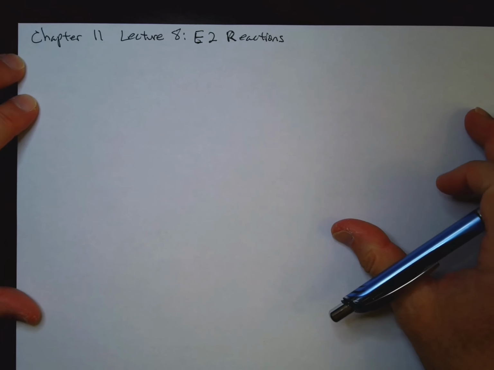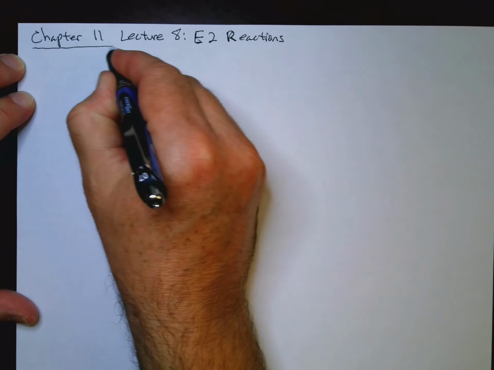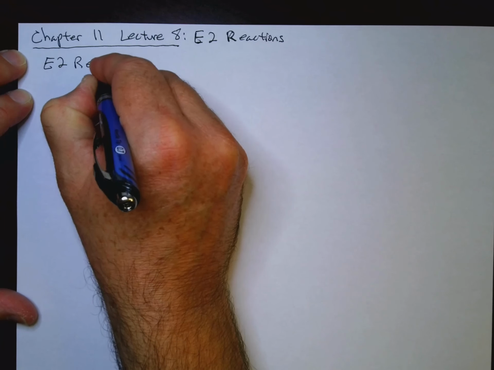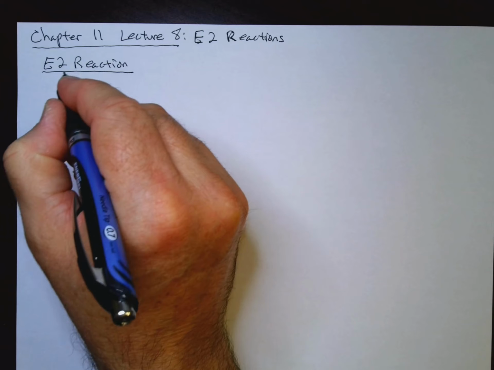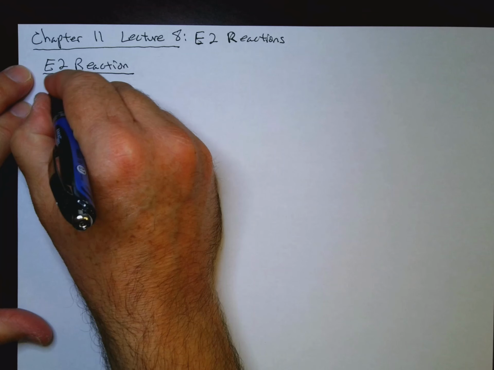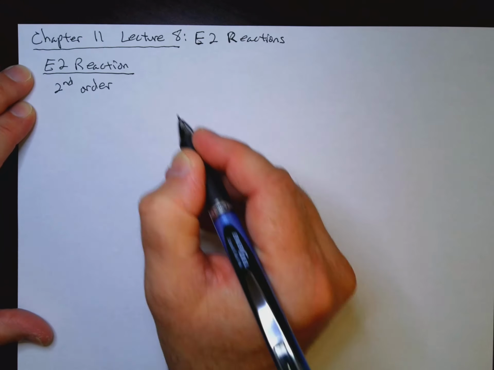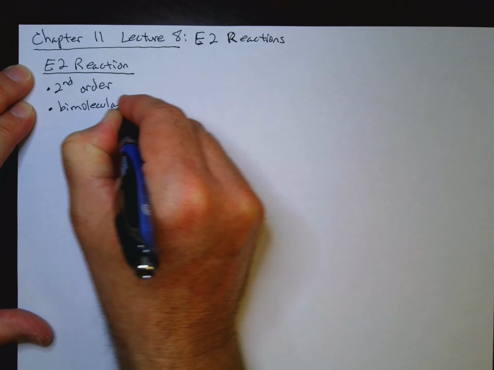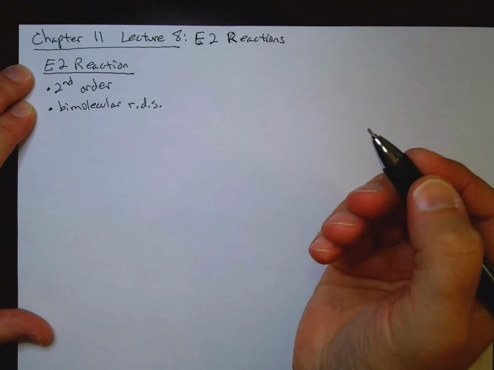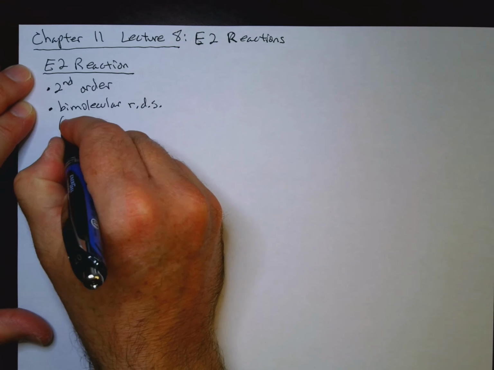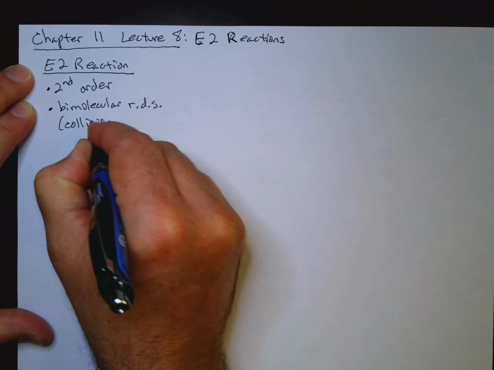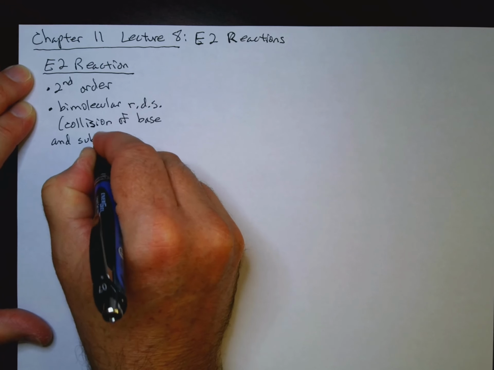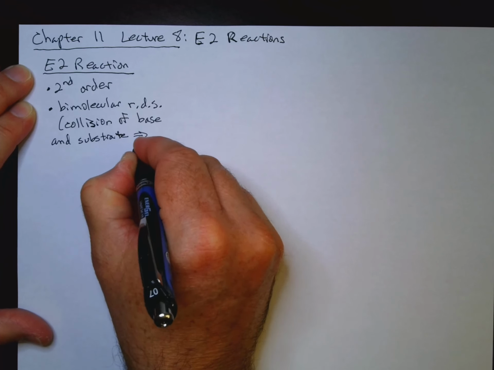Okay, hi again. Dr. P here, and in this lecture we're going to take a look at the E2 reaction. So the E2 reaction is second order. It has a bimolecular rate determining step. So the rate determining step is the collision of the base and the substrate. In other words, it's the deprotonation.